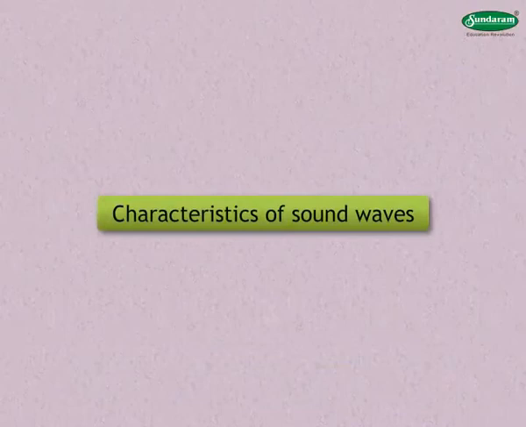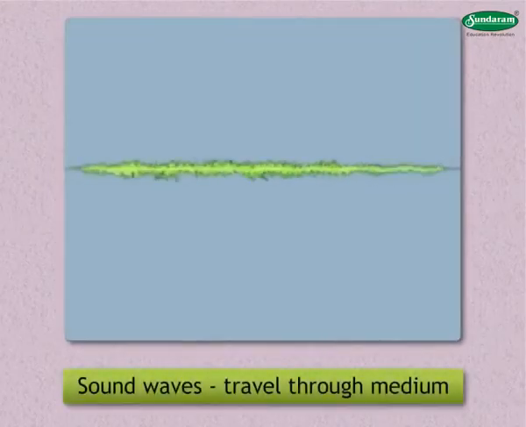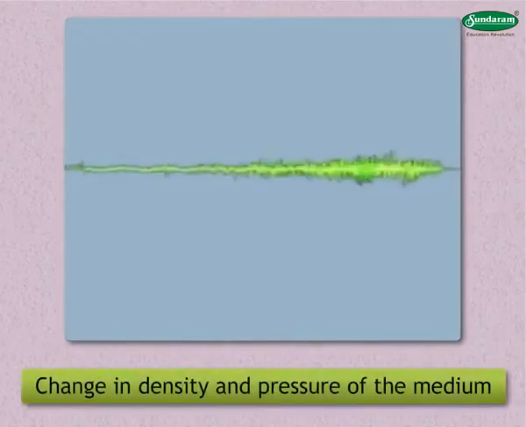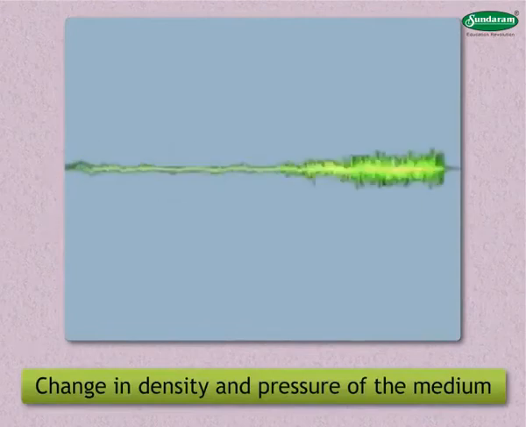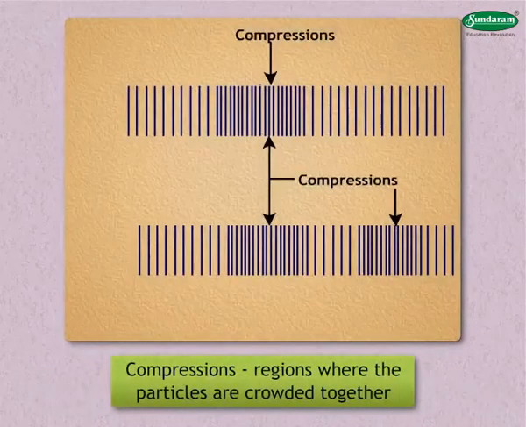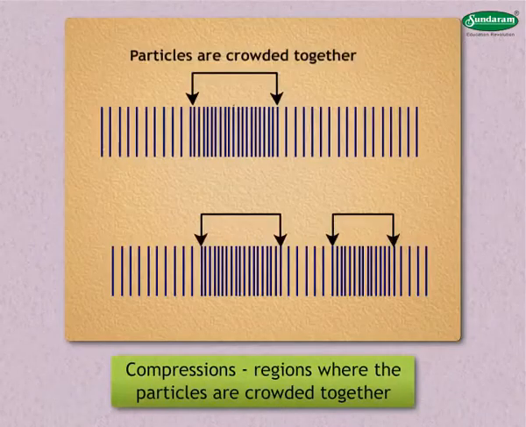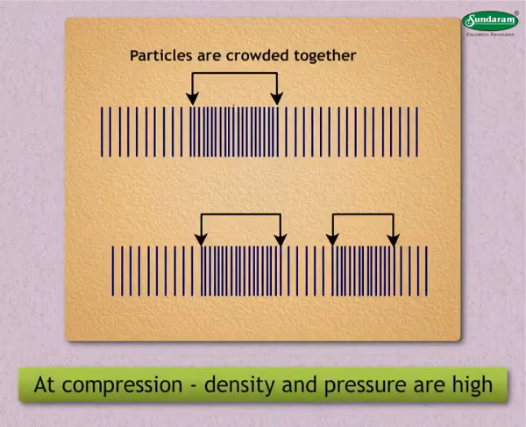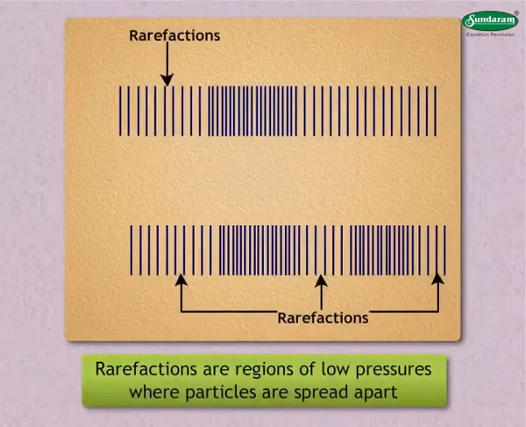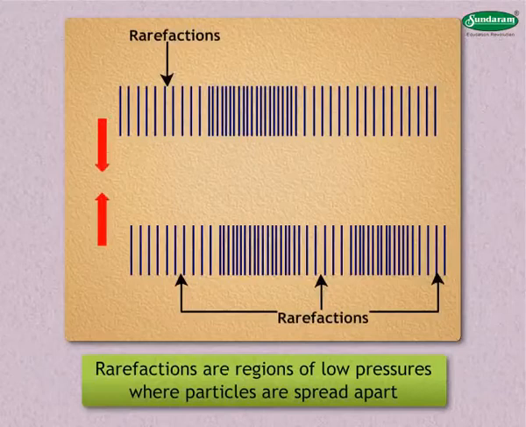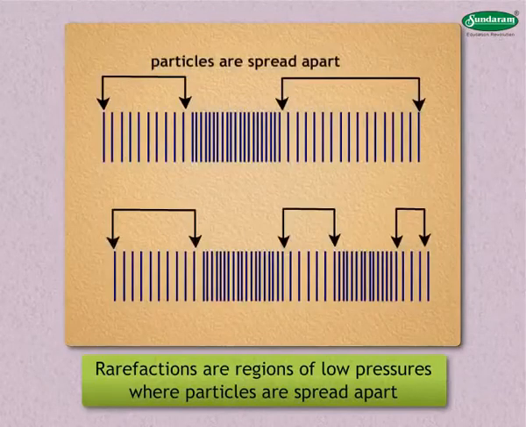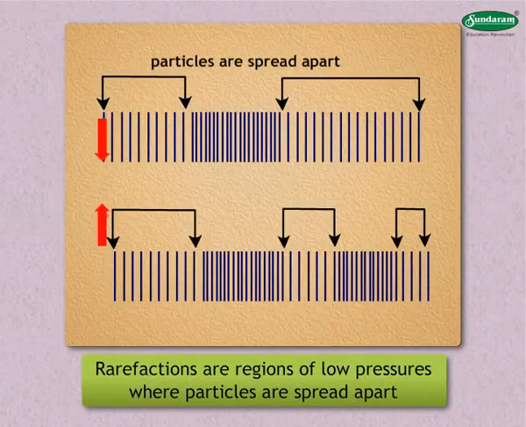Students, now let us see the characteristics of sound waves. When sound waves travel through a medium, there is change in density and pressure of the medium. Compressions are regions where the particles are crowded together. At compression, density as well as pressure is high. Rarefactions are regions of low pressures where particles are spread apart. At rarefactions, density as well as pressure is low.